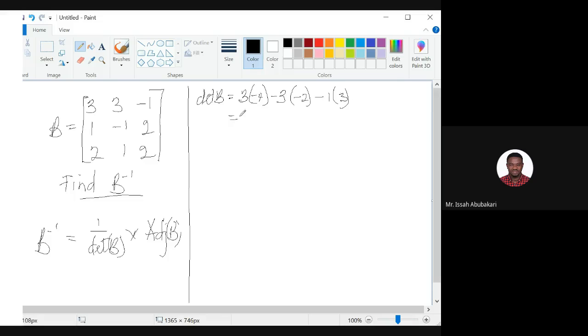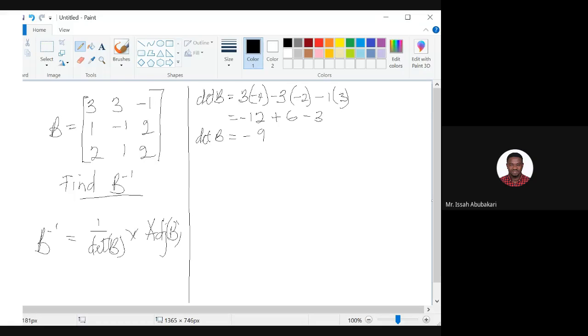So at the end, our determinant is going to be -12 plus 6 minus 3. Now let's simplify this. -12 plus -3 is -15, plus 6 will be -9. So the determinant of B is -9. All right. Now let's move on.